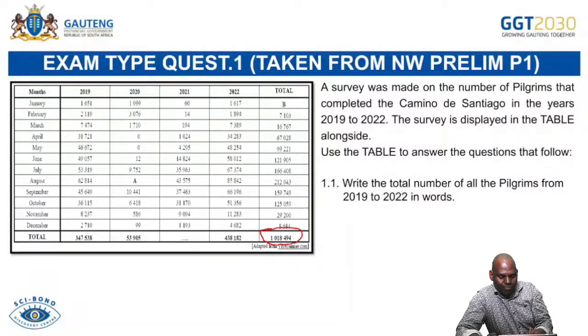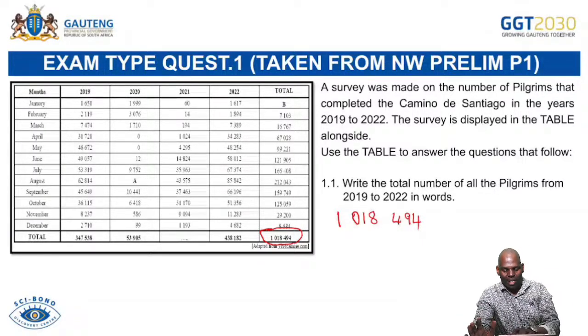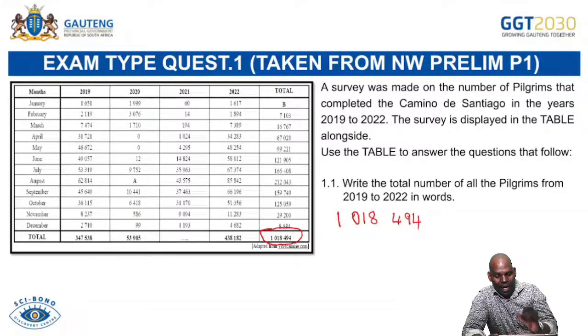If you look at this number, it's not 100,000, it's not 1 billion, so you have to be sure. If you look at this number, it's 1,018,494. Now imagine you have won a lottery, then they say this is the money that you are going to get. How much is this? Unfortunately in this case it's not money, but by just reading this you'll know. So this one is 1 million. Now remember, everything must be in words. So this is 1 million.